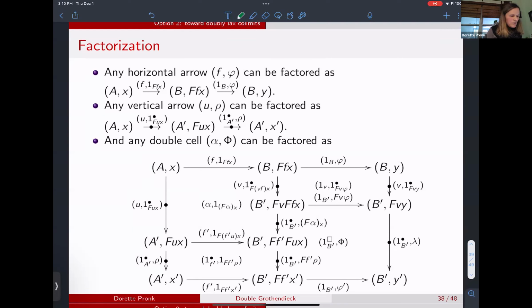Now on the double cells that happens too, except that we have these two extra pieces sitting here. We have these identity cells that are needed in order to make everything fit, to get the square. But other than that, these are the typical kind of factorization that you would hope for. And I think personally that there is more to be done here to study those factorizations and look at factorization systems for double categories. We haven't done that yet. Would be happy to share with others and let people think further about this.